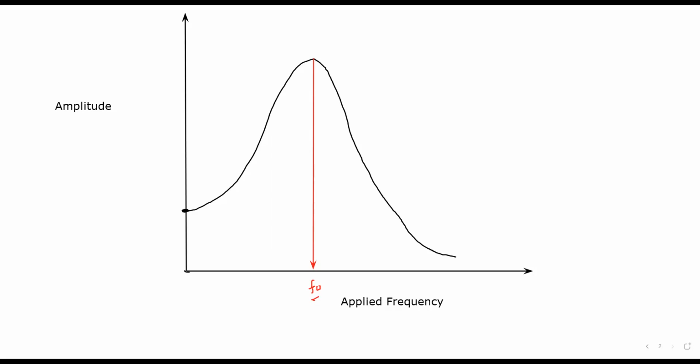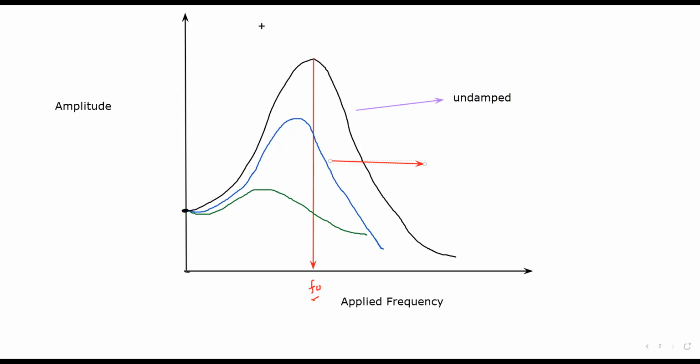So if it is lightly damped, this will be the shape of the graph. If it is heavily damped, meaning we are not allowing it to vibrate too much, the amplitude will be smaller. So this is for heavily damped. The first one is for undamped. The second one is for lightly damped. And the last one is representing overdamped.